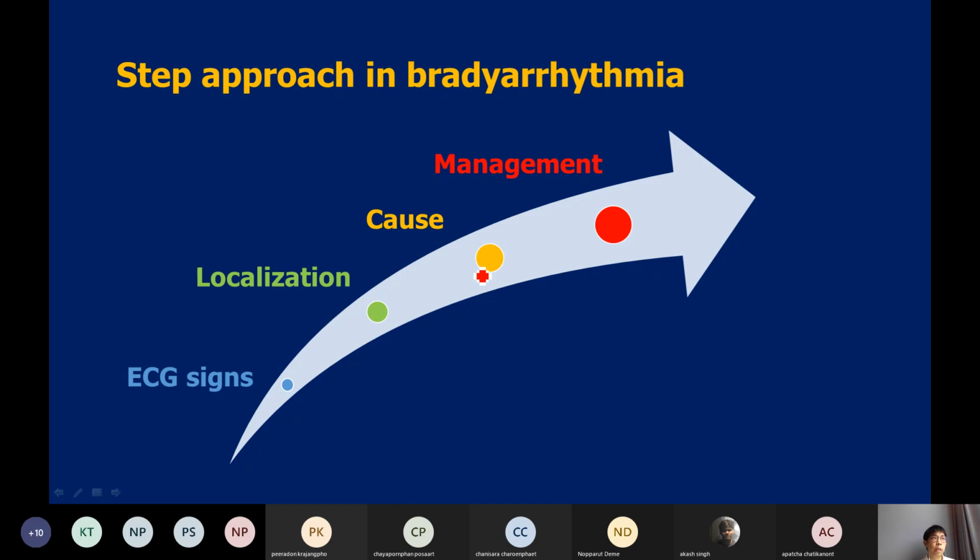And after that, we would investigate the cause of the arrhythmia. It would be from the degeneration of the heart, or it would be from other causes such as medication, from some infection, or from coronary artery disease. And after that, we would manage the bradycardia according to the symptoms and according to the cause of the bradycardia.